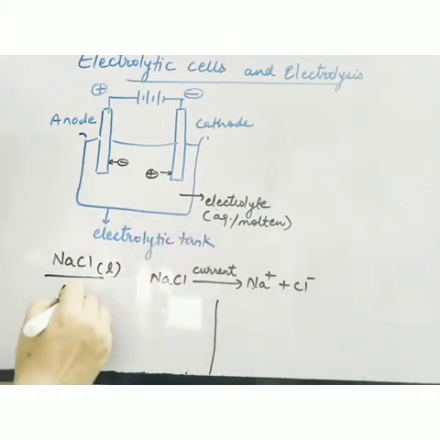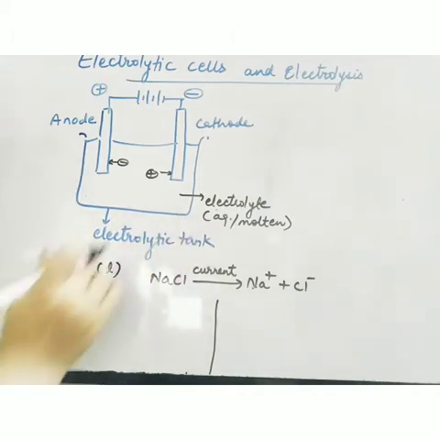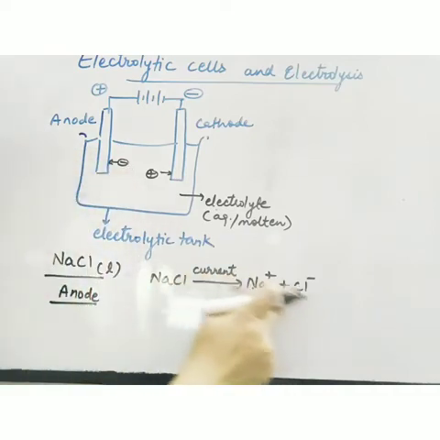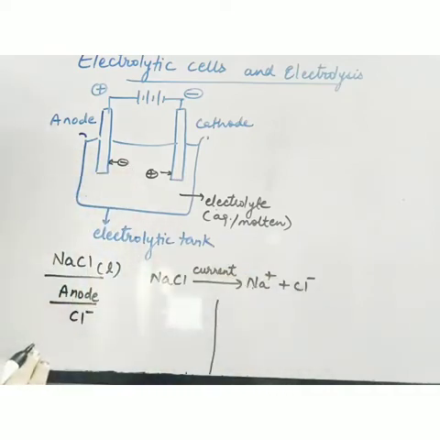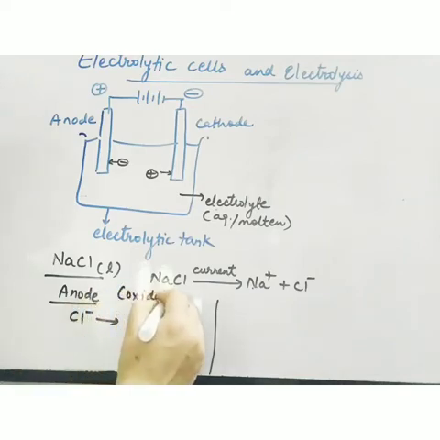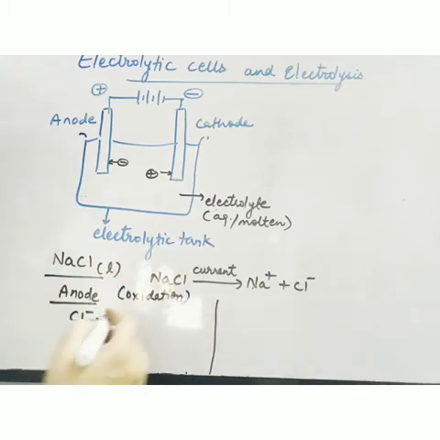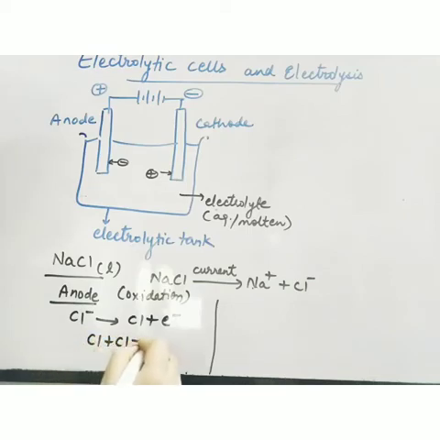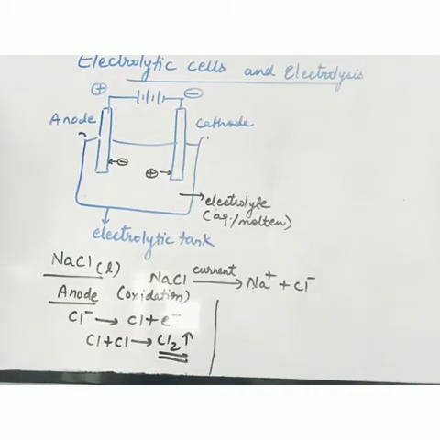Let's see what happens at the anode. The negative ion will move towards the anode. What is my negative ion? Cl minus. It will move towards the anode, and we know that at the anode oxidation always occurs. This is the same as in the electrochemical cell. So Cl minus loses an electron, and one Cl and a second Cl will change to chlorine gas. So there is evolution of chlorine gas at the anode. This is the oxidation which is taking place at the anode.